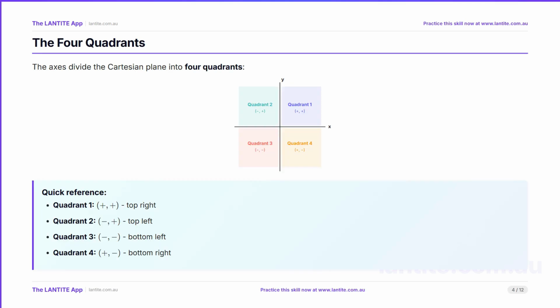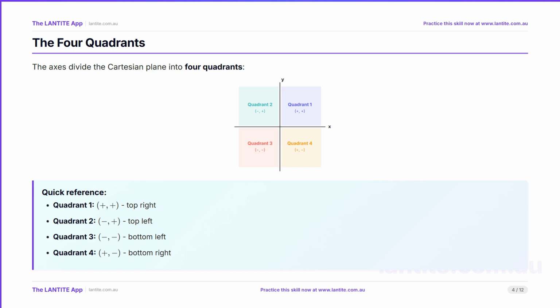The x and y axes divide the plane into 4 quadrants, numbered anti-clockwise starting from the top right. Quadrant 1 is the top right, where both x and y are positive. Quadrant 2 is the top left, where x is negative and y is positive. Quadrant 3 is the bottom left, where both are negative. Quadrant 4 is the bottom right, where x is positive and y is negative.